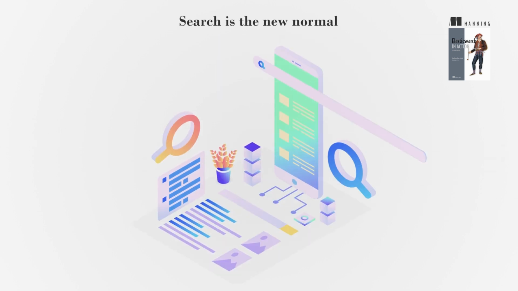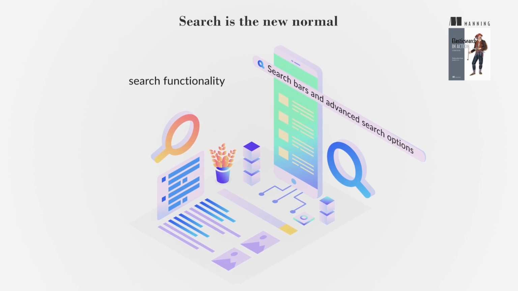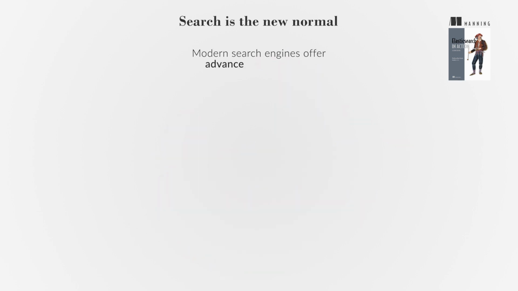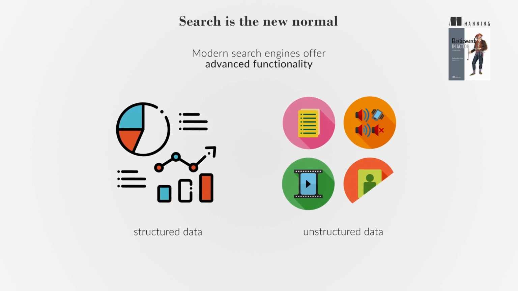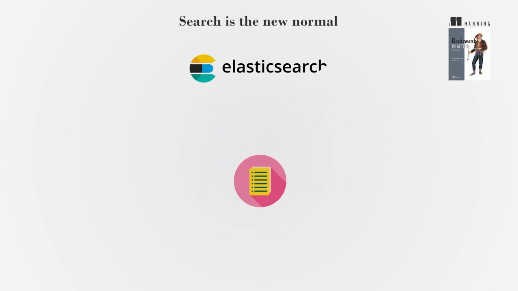The surge in data has made search functionality crucial for organizations. Search bars and advanced search options are now standard features on websites and applications. Modern search engines offer advanced functionality, giving them a competitive edge. They can handle both structured and unstructured data, with the latter being the focus of modern search engines. Elasticsearch is designed to handle full-text searches and provide instant scalability.